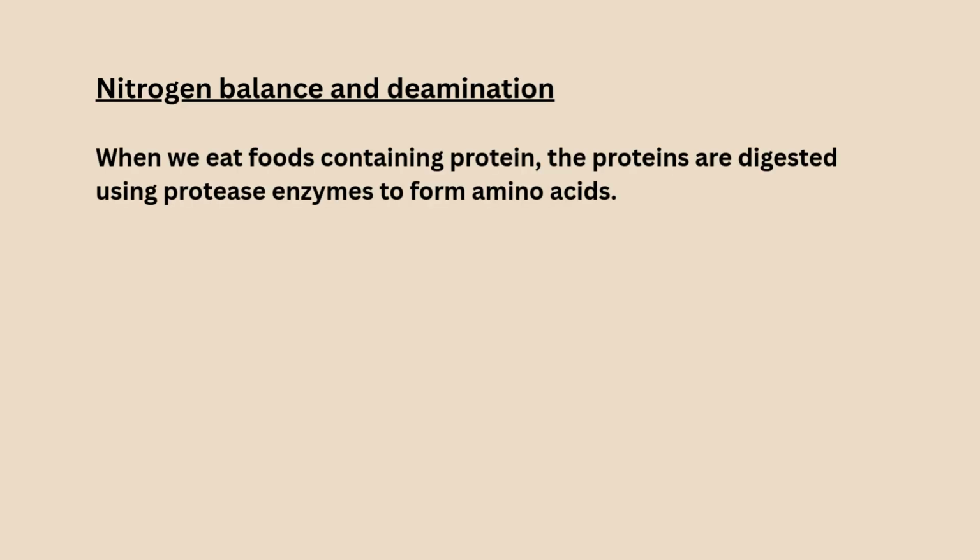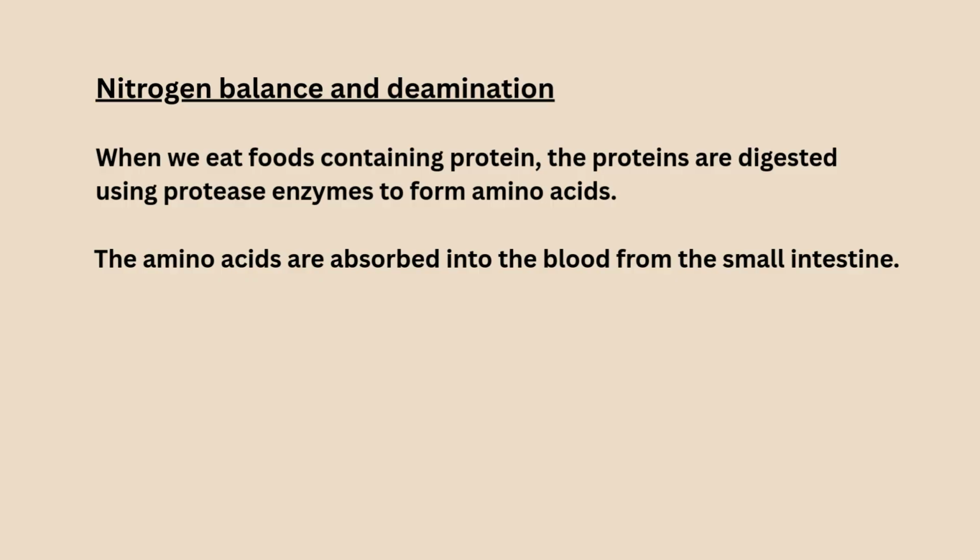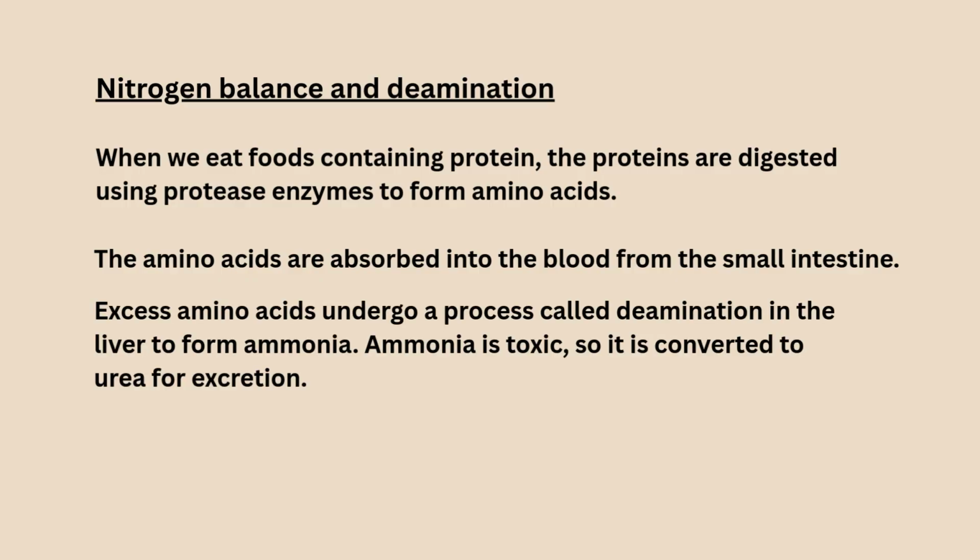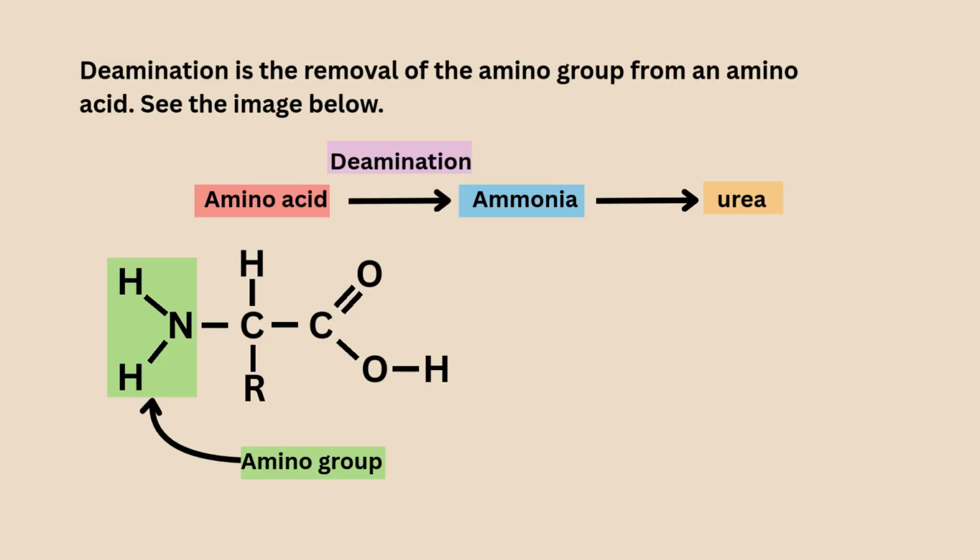Nitrogen balance and deamination. When we eat foods containing proteins, the proteins are digested using protease enzymes to form amino acids. The amino acids are absorbed into the blood from the small intestine. Excess amino acids undergo a process called deamination in the liver to form ammonia. Ammonia is toxic, so it's converted into urea for excretion. Deamination is the removal of the amino group from an amino acid. See the image below.